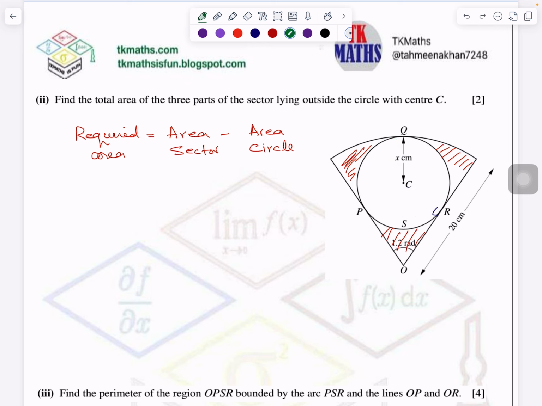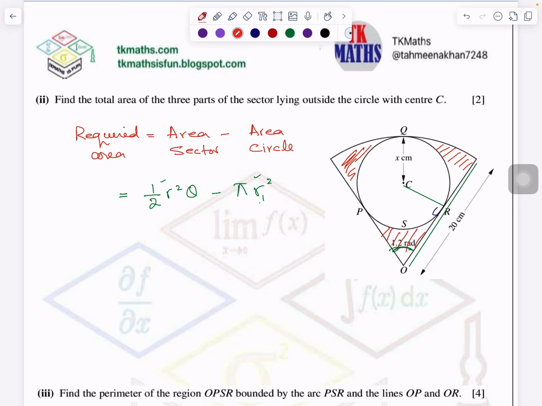So what is the area of the sector formula? I told you earlier, yes, half r square theta, because we have r as 20 and theta as 1.2 here, and minus the area of a circle, we know pi r square. Now this r is actually this inside one, right? So do not get confused by both the r being the same. Let me write it as r1.